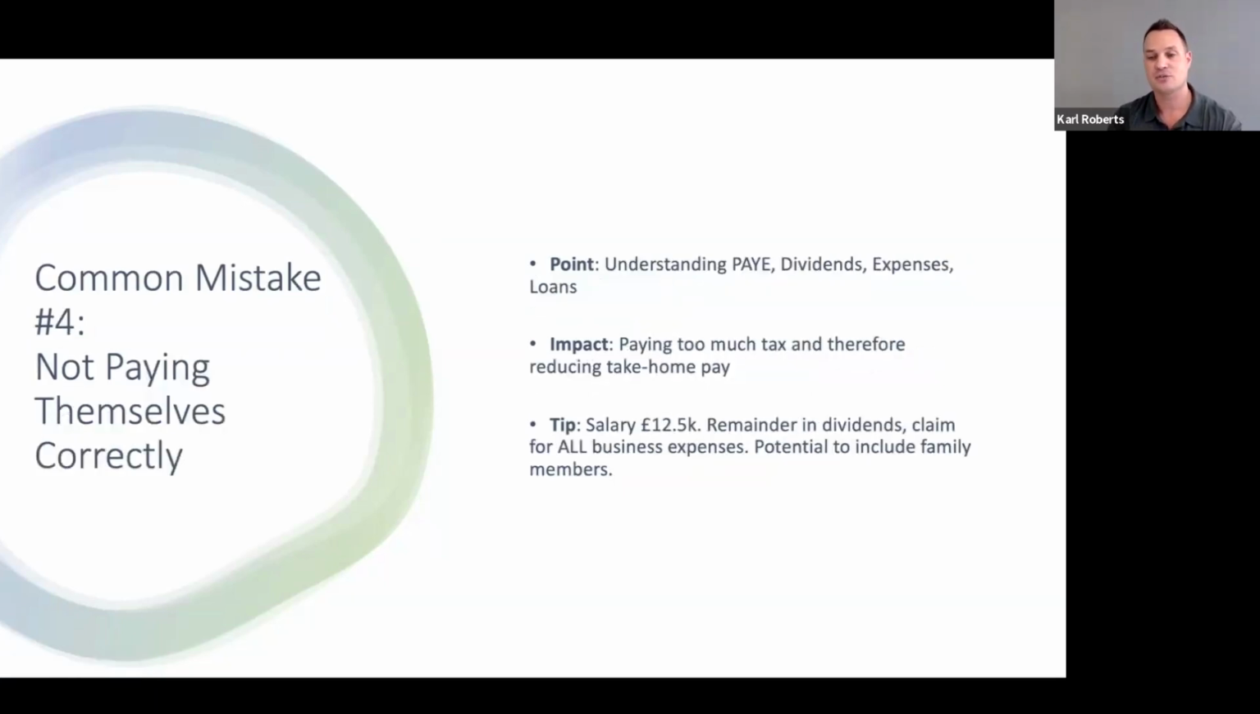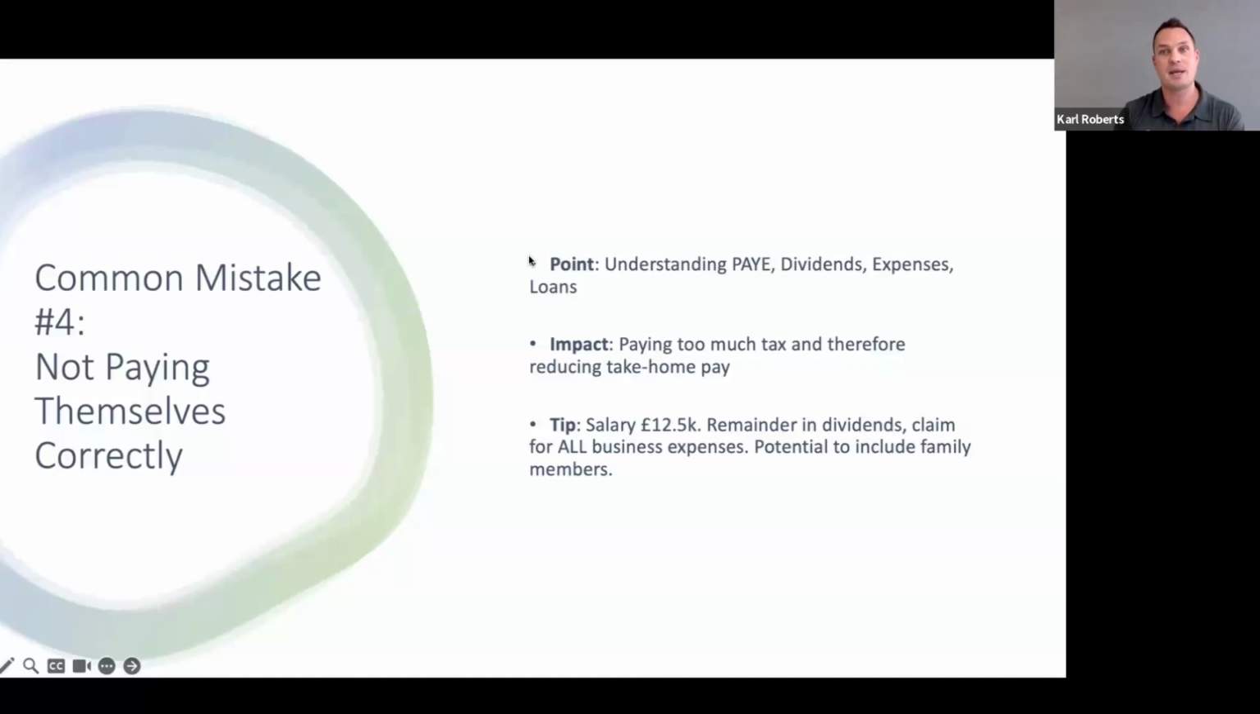Not paying themselves correctly. So again, I'm really talking about limited companies here. There are different ways for you to take money out of your business. So it needs to be classified as one of those ways, and you need to understand the different taxation points on the different ways that you can pay yourself.